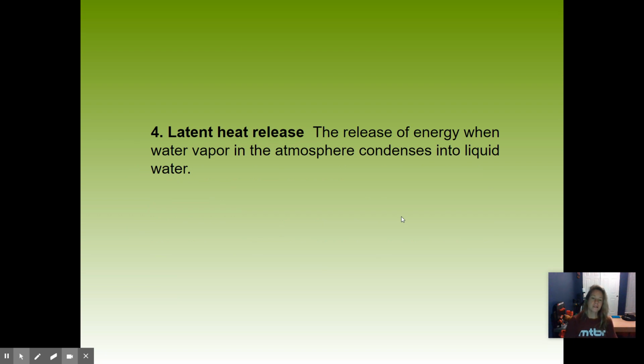And then the fourth one is latent heat. You might have heard of this or talked about this in chemistry. When water vapor in the atmosphere condenses, it releases heat. So that would be that latent heat release as temperatures cool.